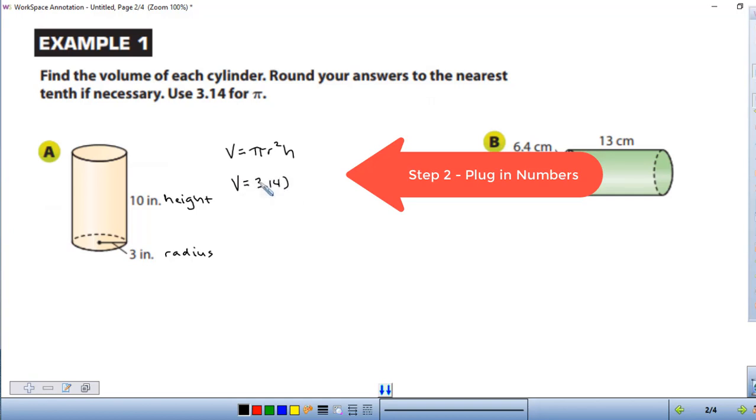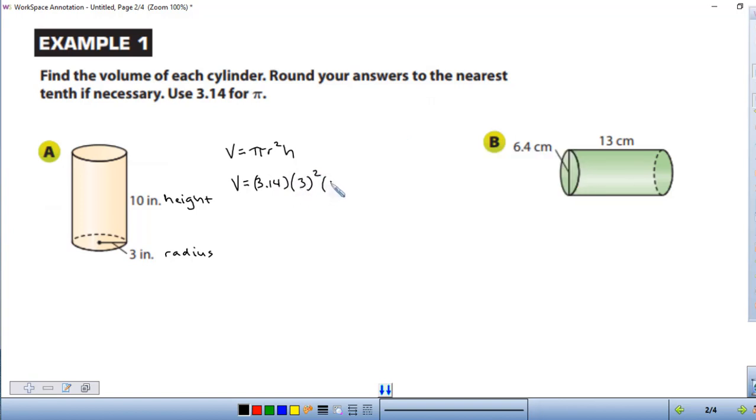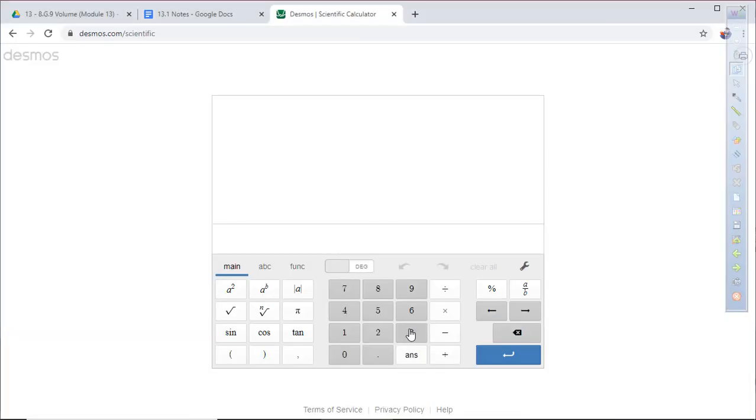And for pi, we're going to use 3.14. All this stuff is going to get multiplied together in a calculator. And then there's the 3 inches squared, that's the radius, and the height is 10. We don't square that one. Then we go to the Desmos calculator, and it's really just a matter of punching the numbers in. Notice we use that a squared button on the top left to square the radius. And that's the only thing that gets squared.